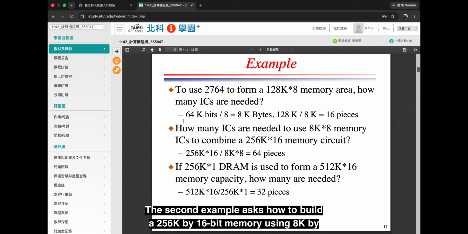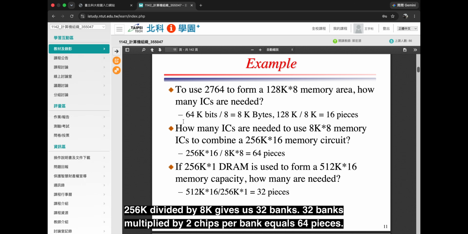The next example asks how to build a 256K by 16-bit memory using 8K by 8-bit ICs. We can break this down into two dimensions. For the width, the system needs 16 bits, so we parallel two chips. For the capacity, 256K divided by 8K gives us 32 banks. 32 banks multiplied by 2 chips per bank equals 64 pieces.